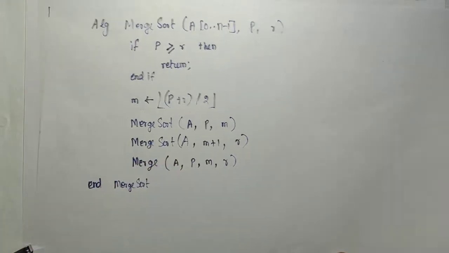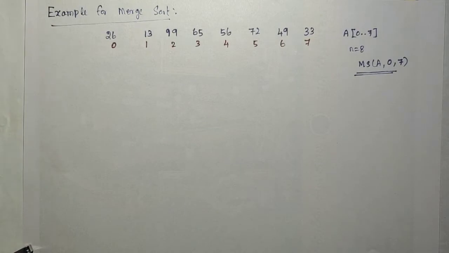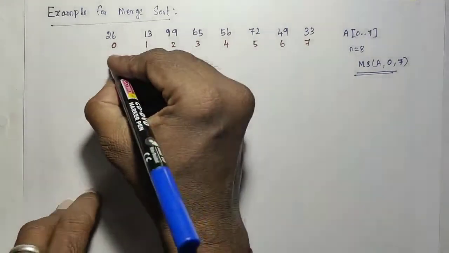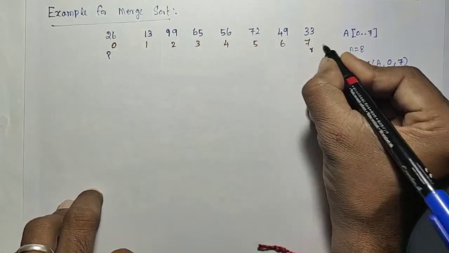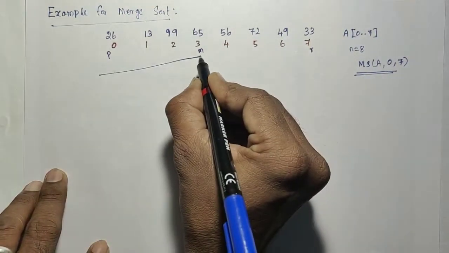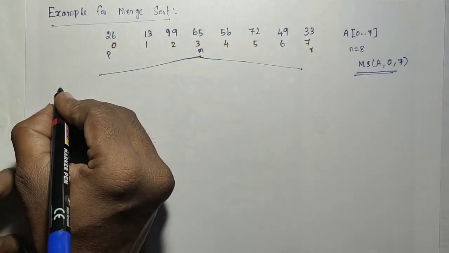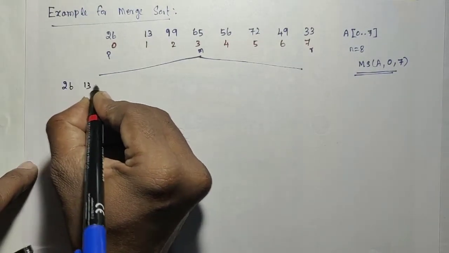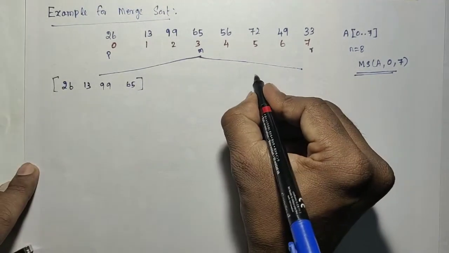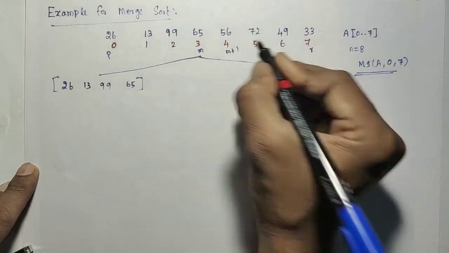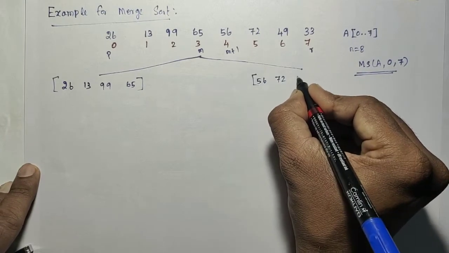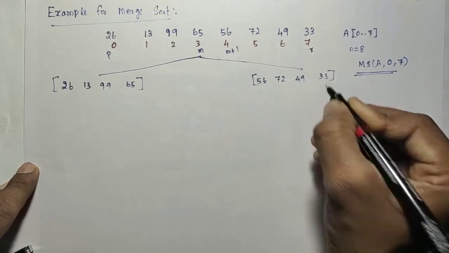If you are asked to sort the elements using merge sort, just write it down like this. You apply the first step: this is P and this is R, and the middle element is this one. It means the array is split into two halves like this. The first half is 26, 13, 99 and 65. The second half starts at M plus 1 and goes to R: 56, 72, 49 and 33. This is the second half.